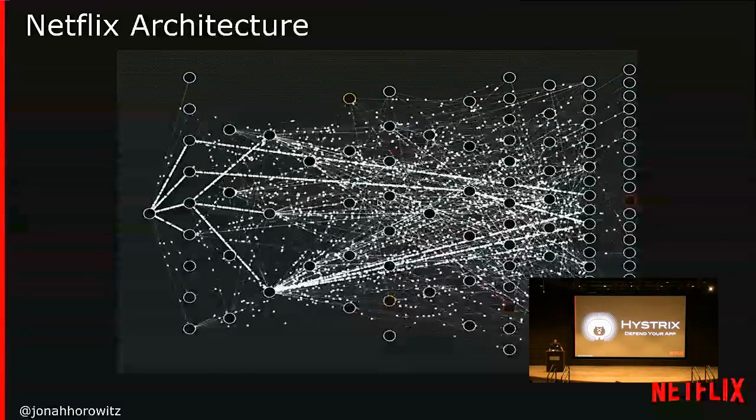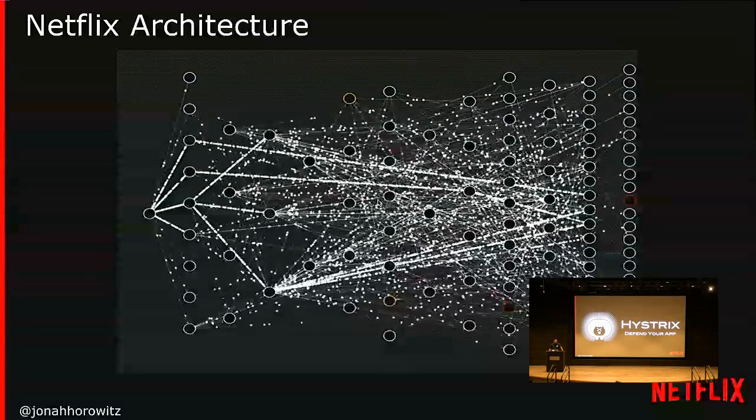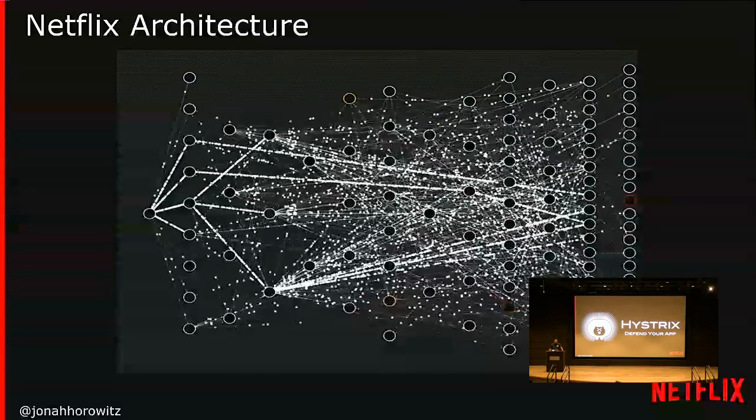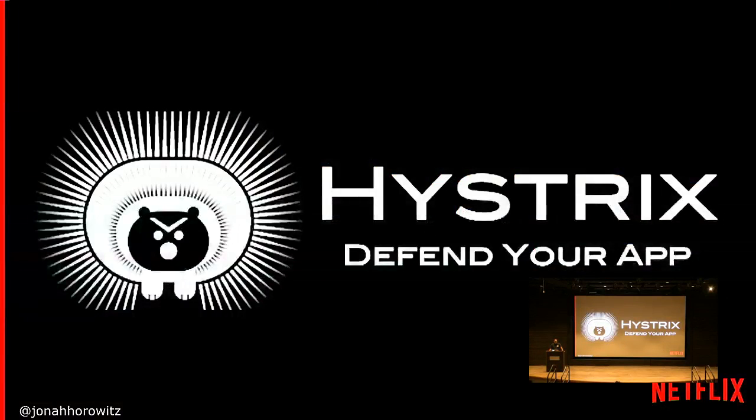So the services call each other with a library called Hystrix. Hystrix is a wrapper around all of the inter-service API calls, so that when a service has either a successful or unsuccessful API call, that's reported into Atlas, the metrics database that was talked about earlier.